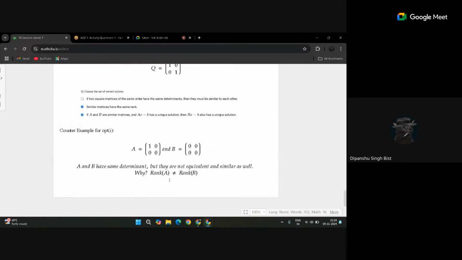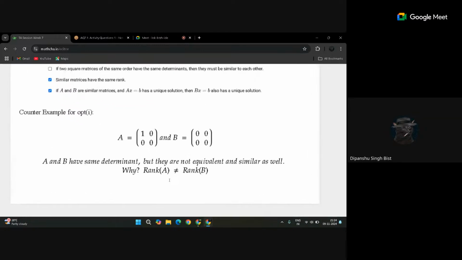Now, what about option 2? It is correct, yes. Similar matrices have the same rank. What about option 3? If A and B are similar matrices, then Ax equal to B has a unique solution, and Bx equal to B also has a unique solution. Why? If we talk about option 3, what could be the reason? Having the same rank.